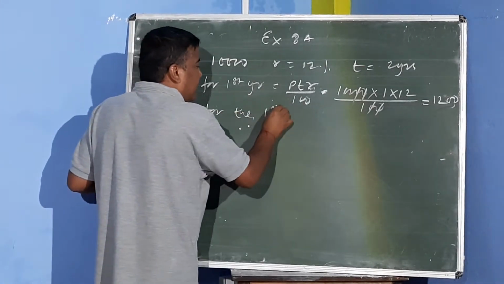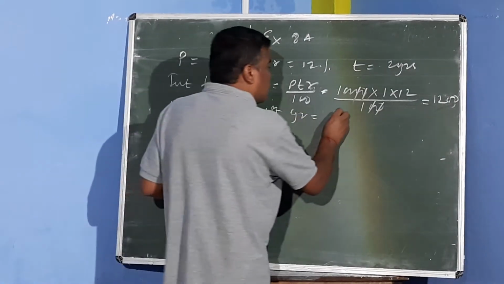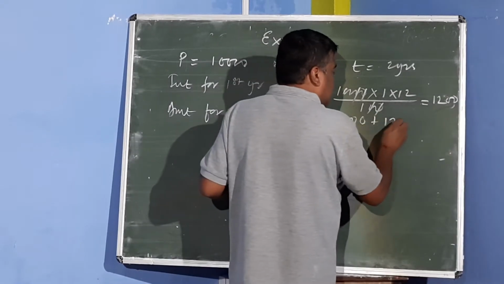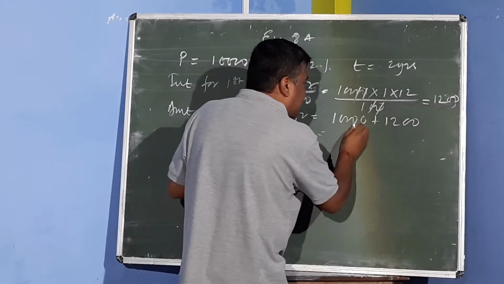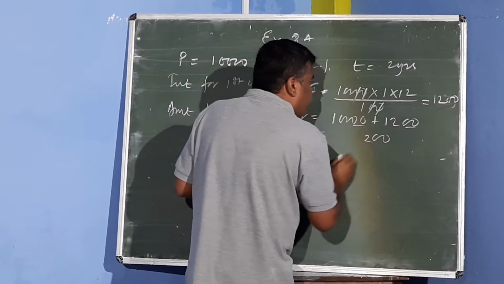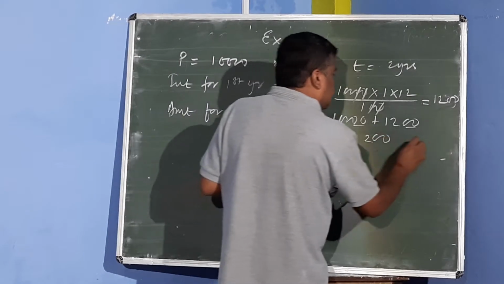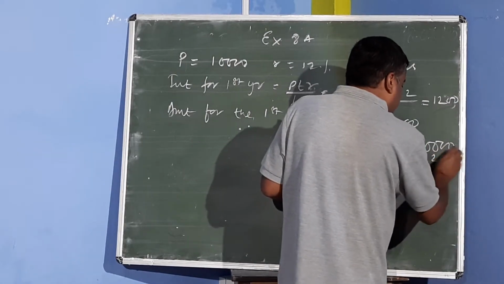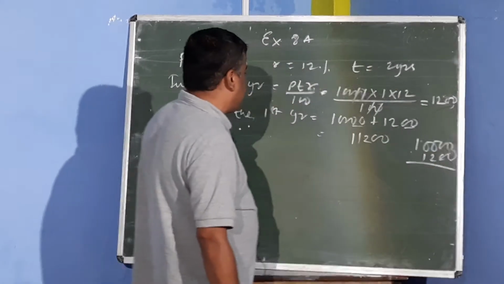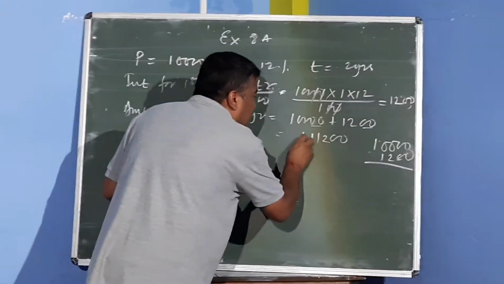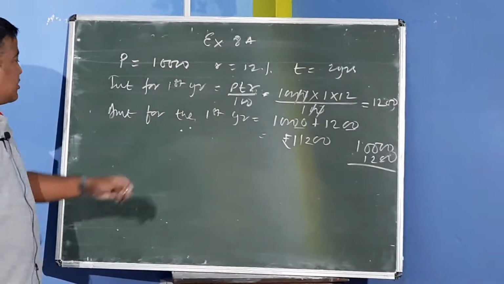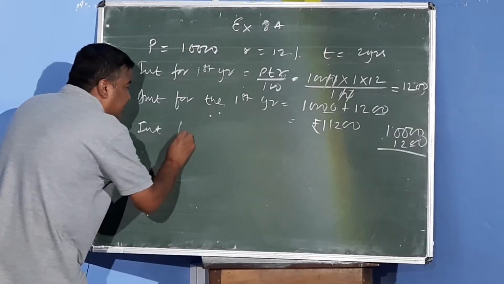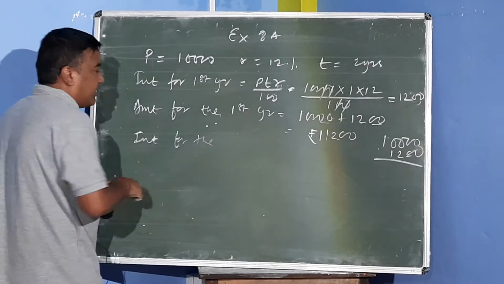Amount for the first year equals 10,000 plus 1,200 is 11,200. Now 11,200 is amount for the first year, which is principal for the second year. Then you find out interest for the second year.